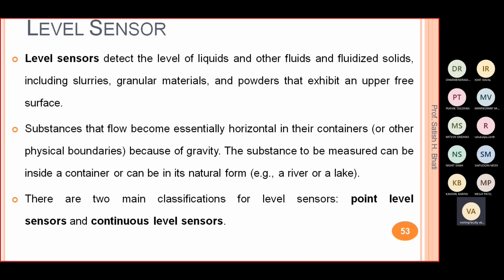The substances or materials that flow become essentially horizontal in their containers, or some other physical boundary, and that is because of gravity. Because of gravity, whatever you fill will come downside, so you can find the level or upper limit of the material filled in the container. The substance to be measured can be inside a container or can be in its natural form, like a river or lake. Wherever you are finding the levels, right?